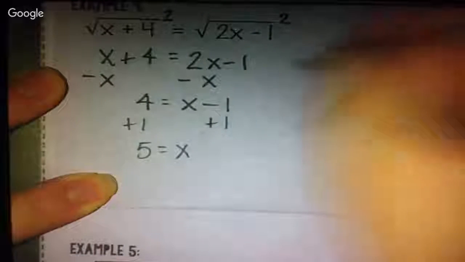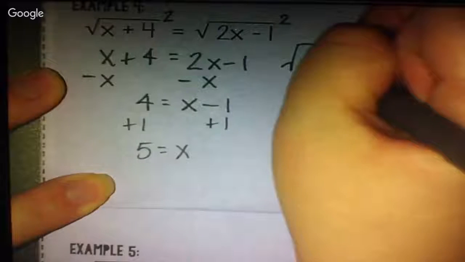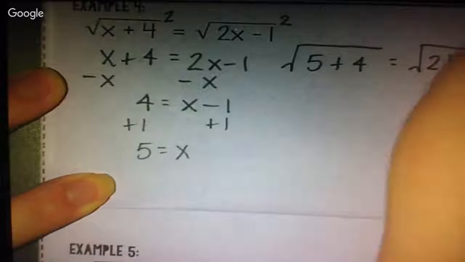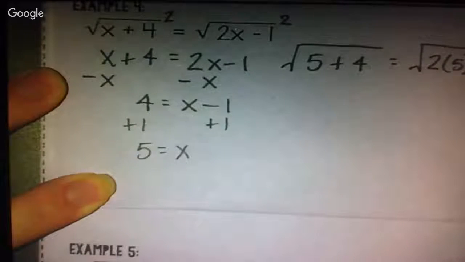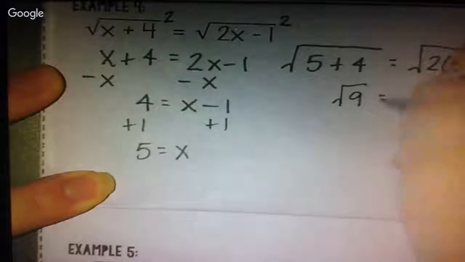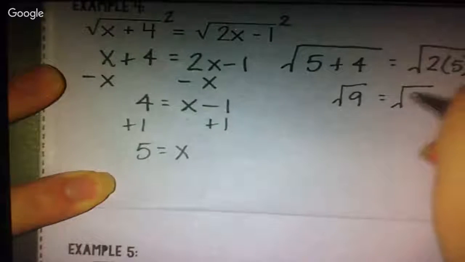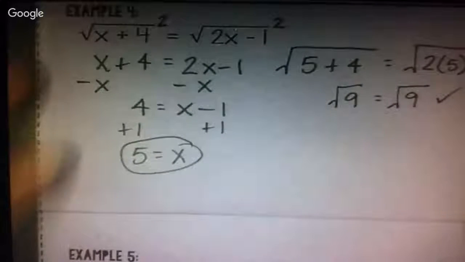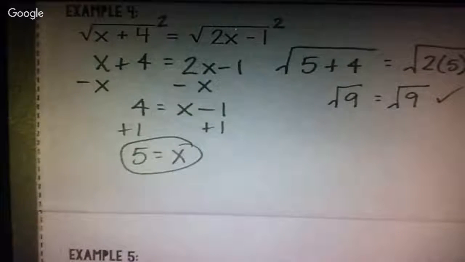Again, we plug it in to make sure it works. So we have the square root of 5 plus 4 equals the square root of 2 times 5 minus 1. What's 5 plus 4? 9. Square root of 9. What's 2 times 5? 10. Minus 1? Square root of 9 equals the square root of 9. So x is 5. You could have taken it one step farther and said 3 equals 3, but you don't have to. The same thing's on the left that's on the right. You're good.